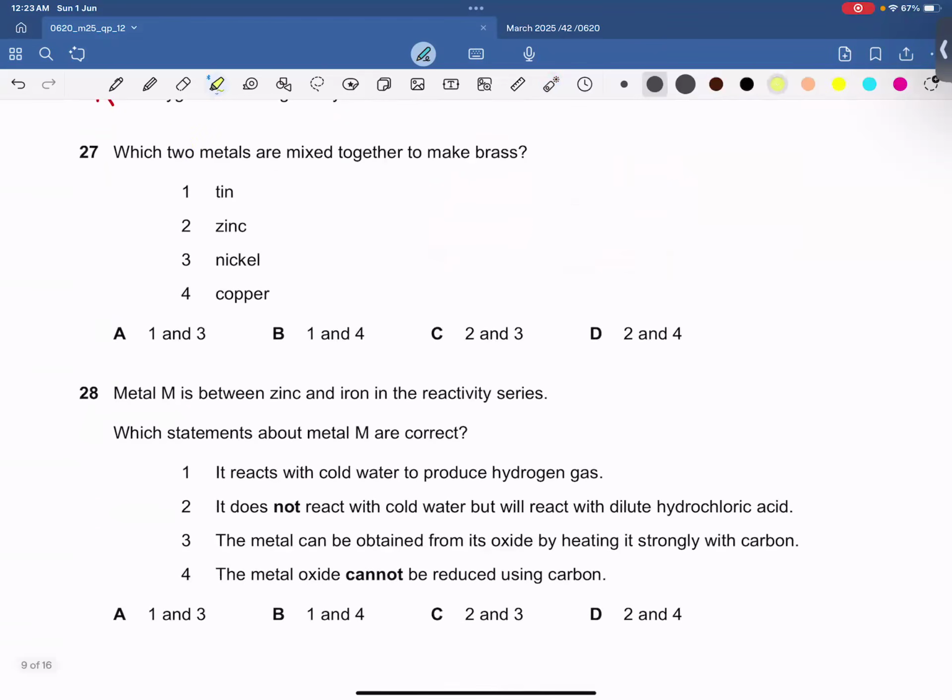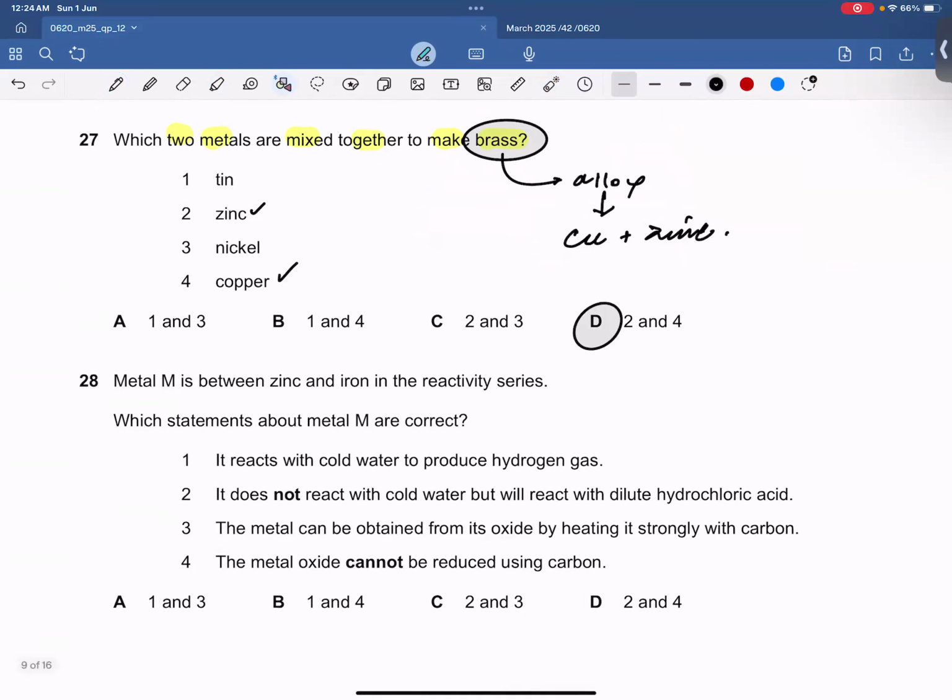Which two metals are mixed together to make brass? Brass is an alloy. An alloy is a mixture of metals. So brass is made up of copper and zinc. Zinc and copper, 2 and 4. And therefore D is going to be the right answer.